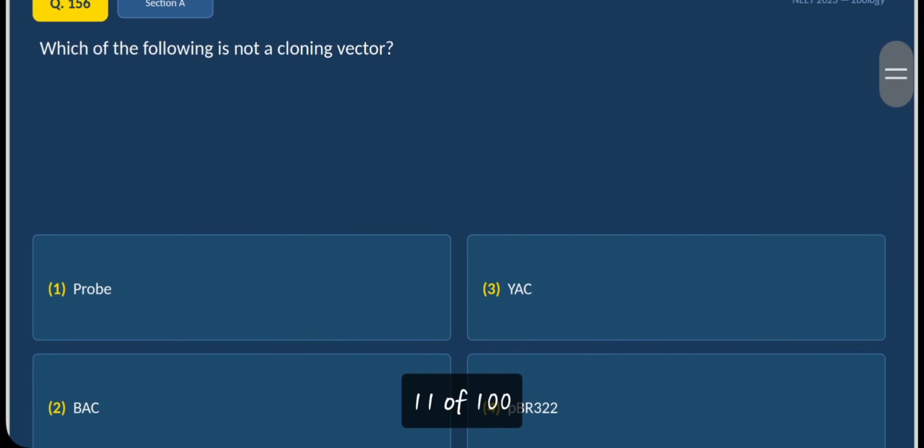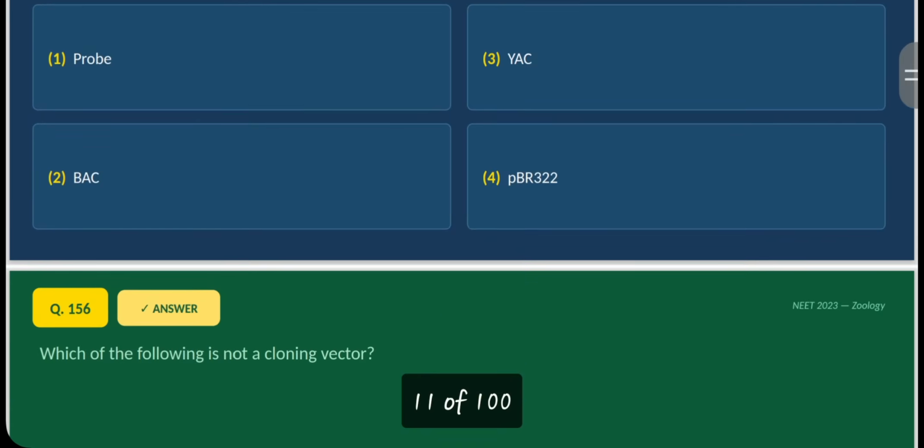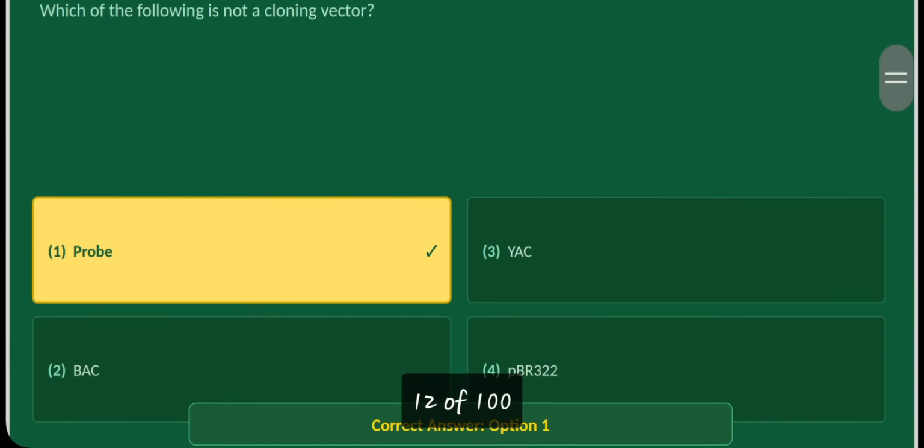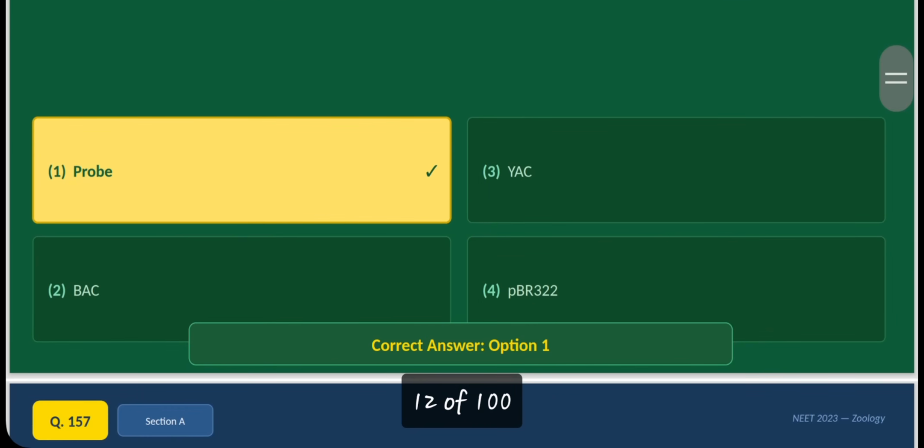Which of the following is not a cloning vector? Probe, YAC, BAC, pBR322. Here probe is not a cloning vector. That is the incorrect statement, so the incorrect option is probe. Whereas the remaining ones, yeast artificial chromosome, bacterial artificial chromosome and pBR322, all of these are correct options.